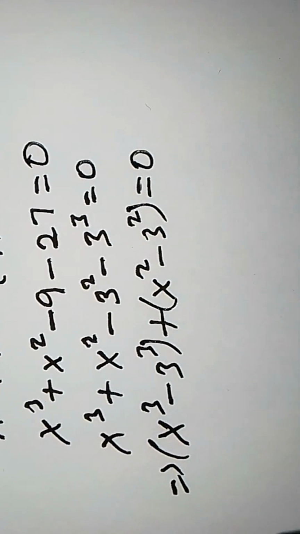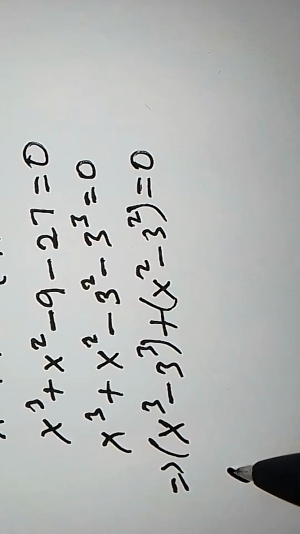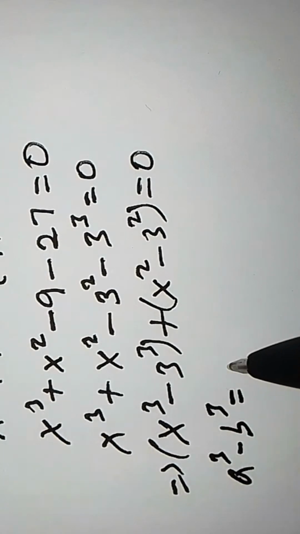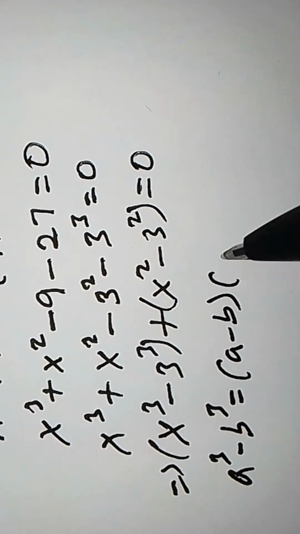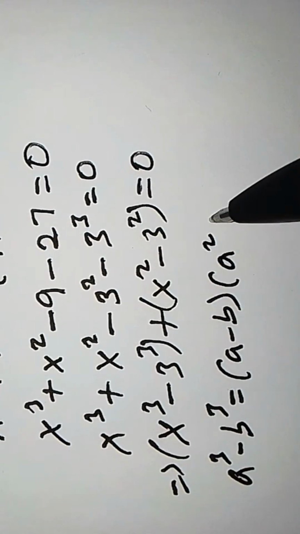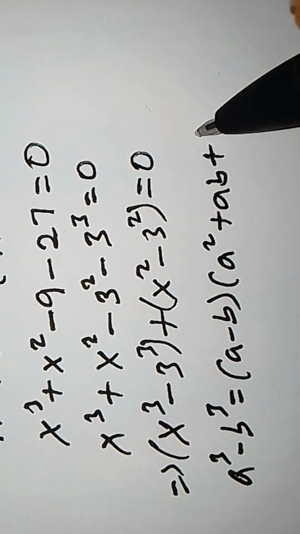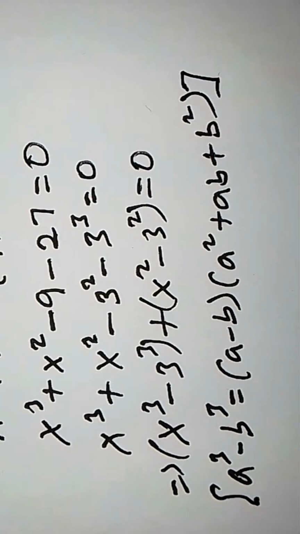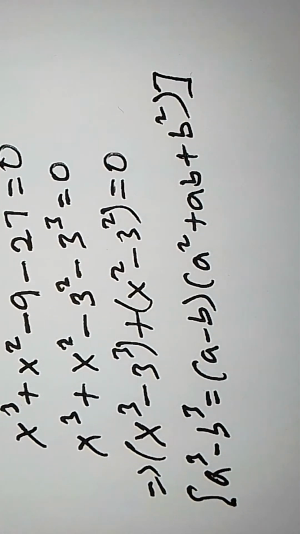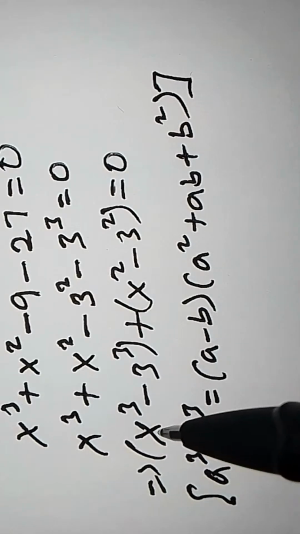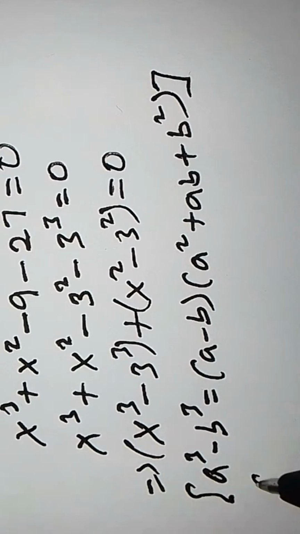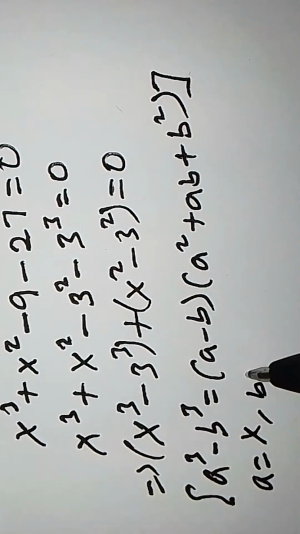Now, recall that a raised to 3 minus b raised to 3 is equal to a minus b times a squared plus ab plus b squared. Take note of this property, it is very important. What we will now do is to apply this property to this guy. By comparing this left hand side with this, a is equal to x and b is equal to 3.